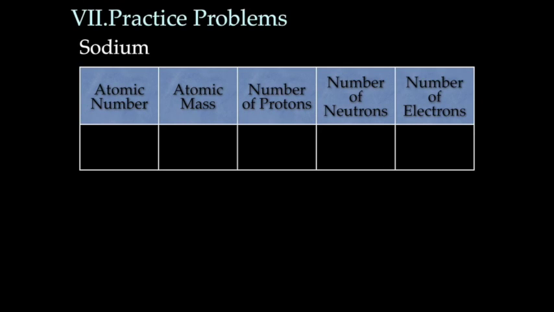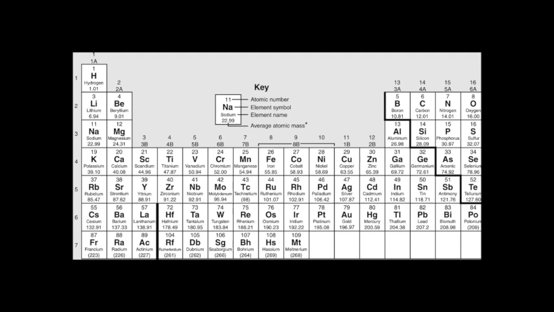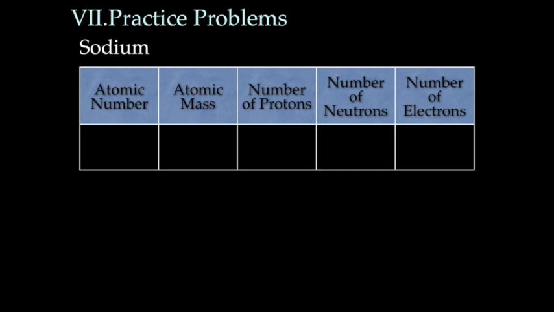Okay, let's try another one. Why don't you hit pause, try to do this without me, and then hit play and see how you did. All right, so sodium, sodium's over here, it's an Na, a little confusing. It has an atomic number of 11 and a mass of 22.99, which we're going to round to 23. Okay, so let's fill that information in. We have an atomic number of 11 and a mass of 23.